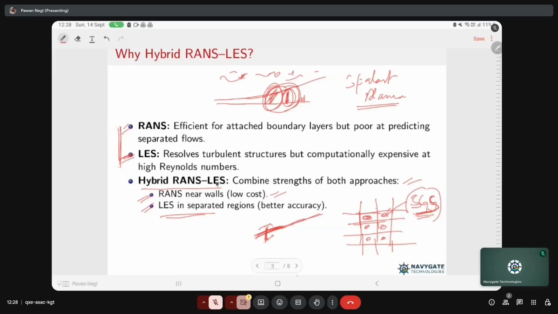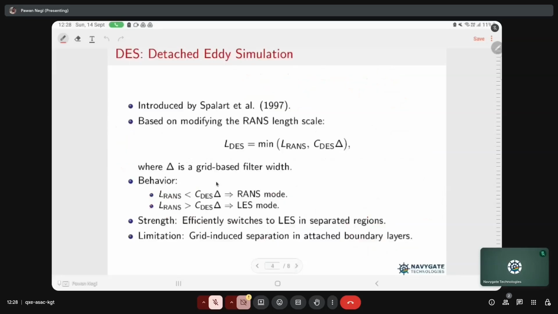Let's talk about the first approach, which is called detached eddy simulation. It was proposed by Spalart in 1997. The RANS model which is used with the detached eddy simulation was one of the simplest RANS models. So in this model, the length scale relevant to the DES, which is detached eddy simulation, was estimated using this, where delta is the grid based filter width used in LES, and this is the criteria which was used.